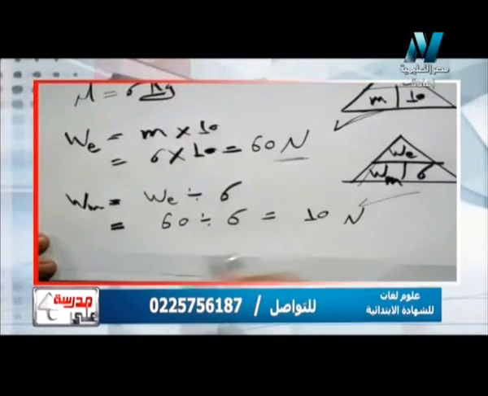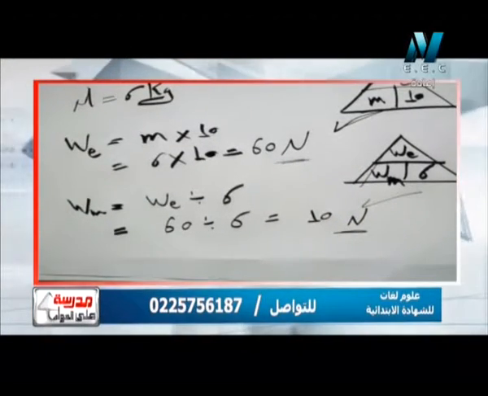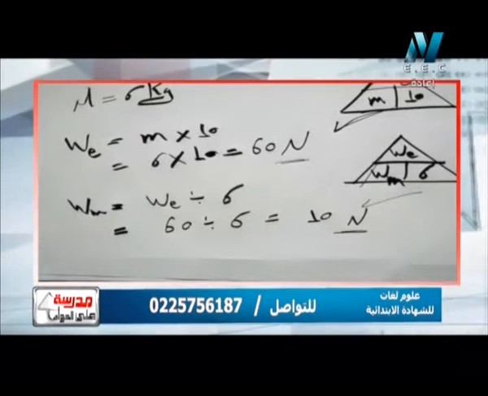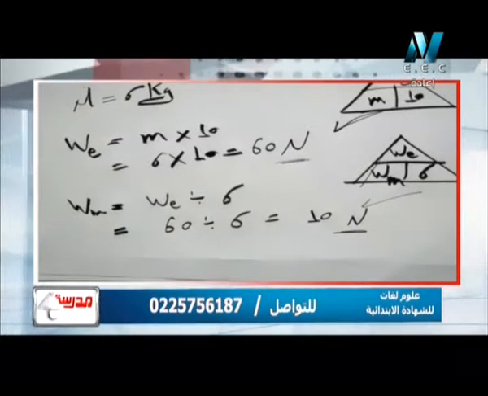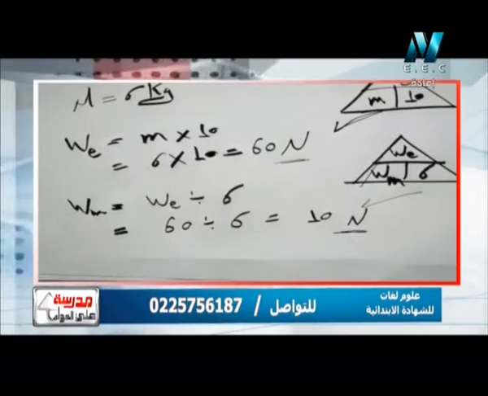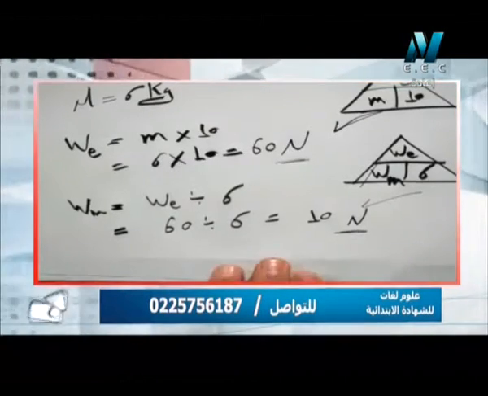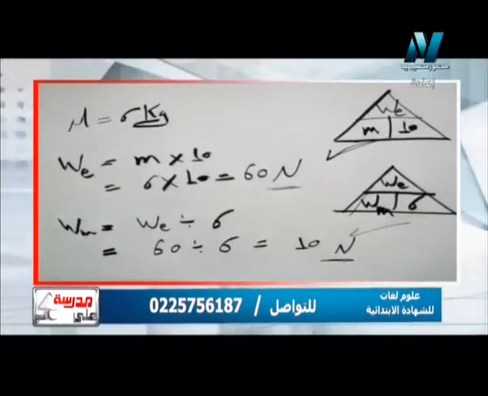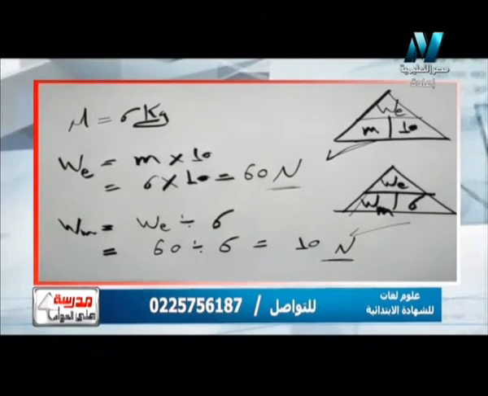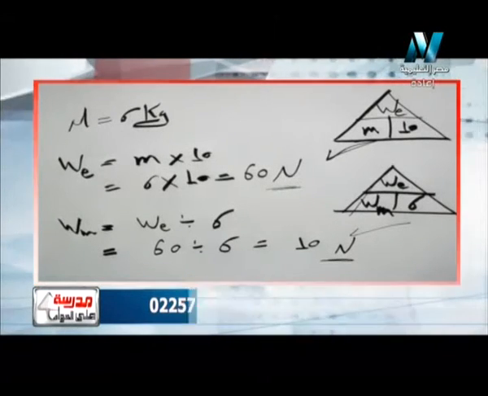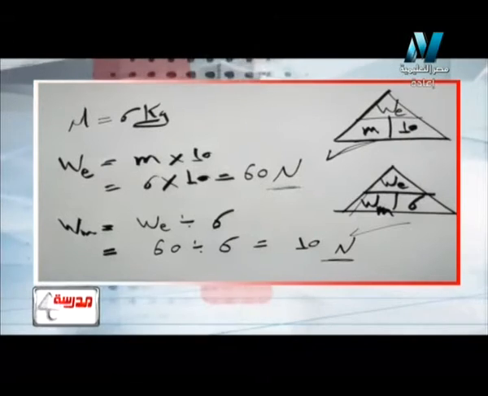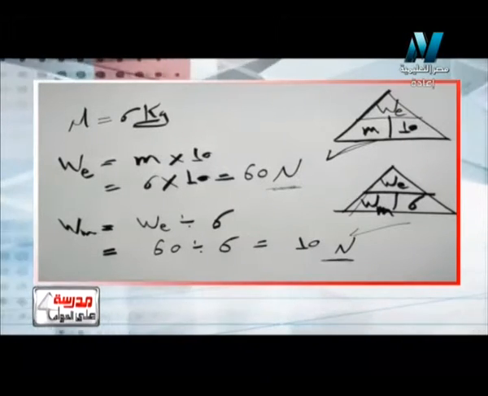برضه هستخدم نيوتن هنا لأني برضه بستخدم الويت on the moon. So again I have mass equal 6 kilogram. I want weight on the earth and weight on the moon. We know that we have two rules. عندي قانونين. القانون الأول بيتعامل مع weight on the earth equal mass by 10. القانون الثاني weight on the earth equal weight on the moon by 6.